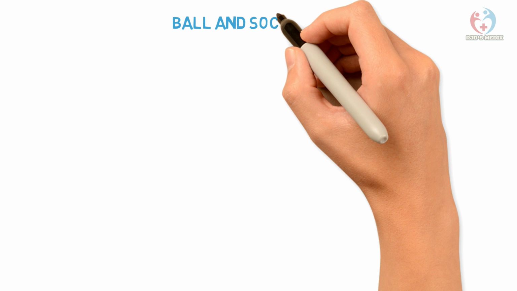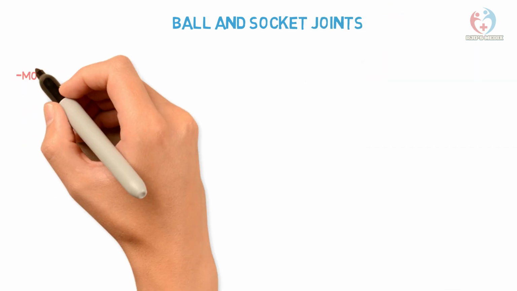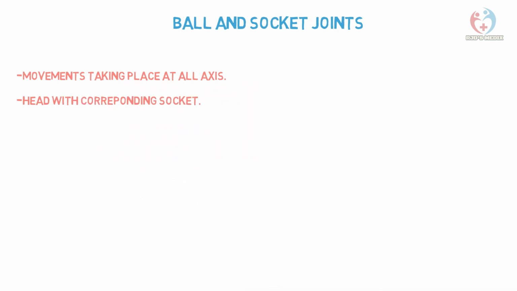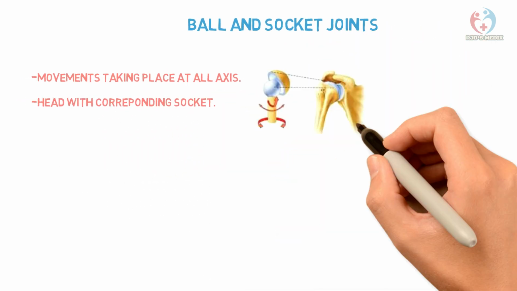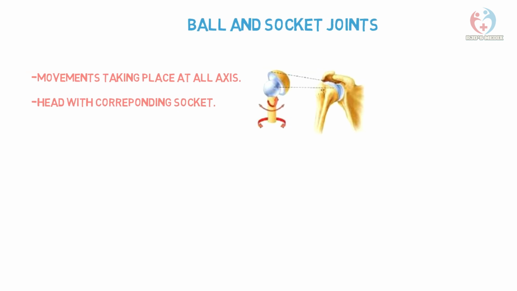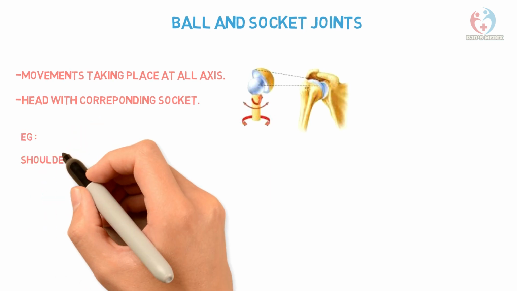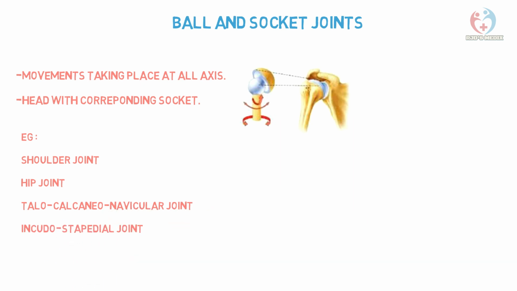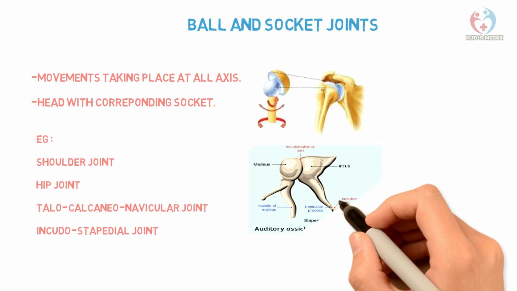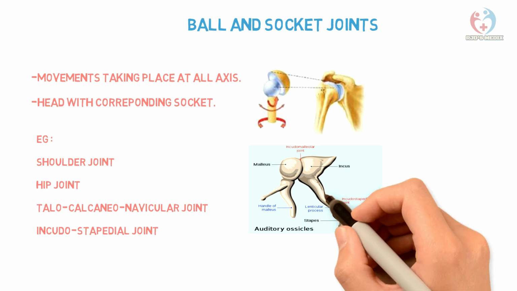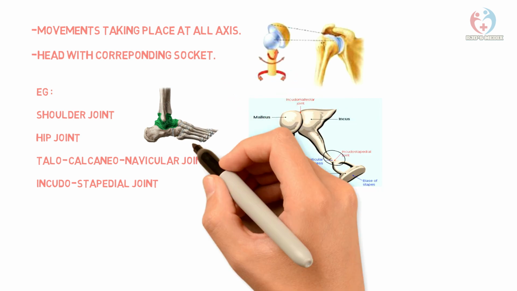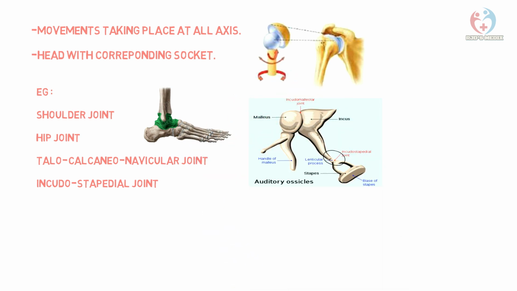Now the ball and socket variety of synovial joint. The articular surface includes a globular head fitted into a cup-shaped socket. Here the movements take place at indefinite axes. I repeat, indefinite axes, which have a common central point. Examples of ball and socket variety of synovial joints are shoulder joint, hip joint, talocalcaneonavicular joint, and incudostapedial joint. The incudostapedial joint is the one encircled in black, and don't confuse it with the incudomalleolar joint, which is an example of the saddle variety of synovial joint.